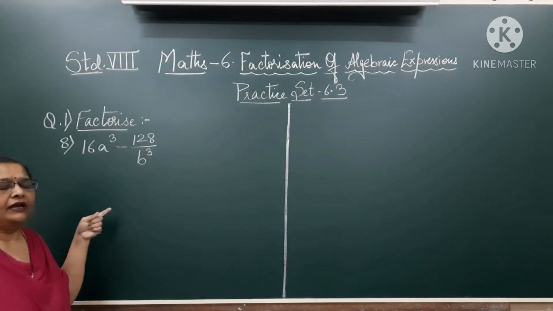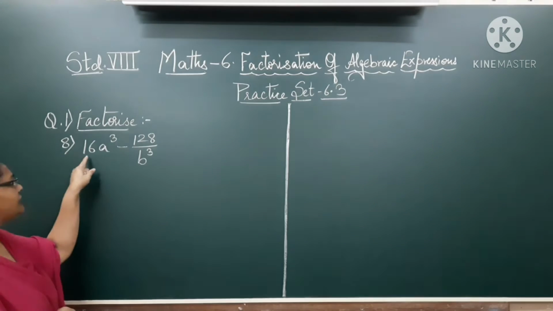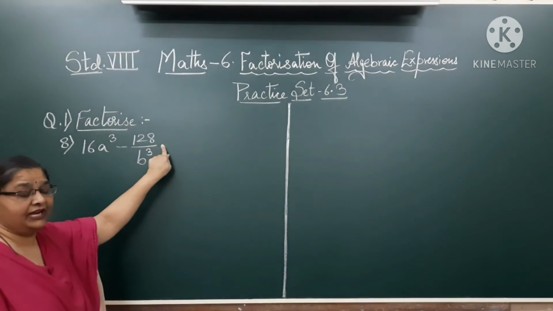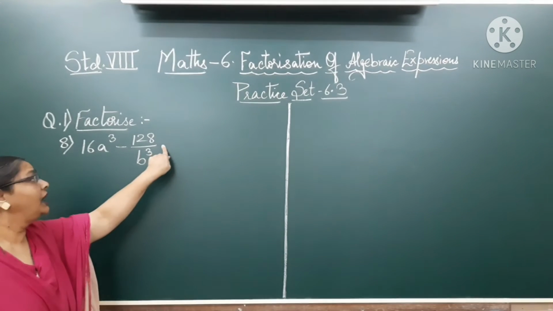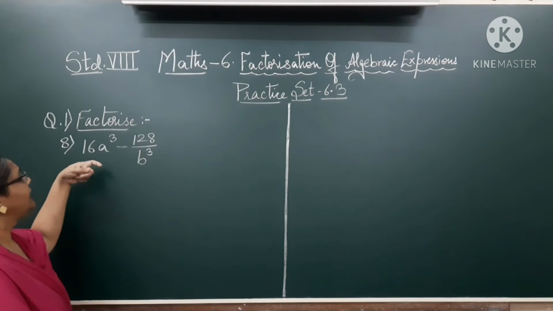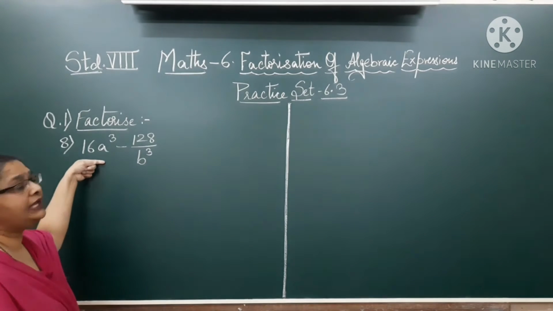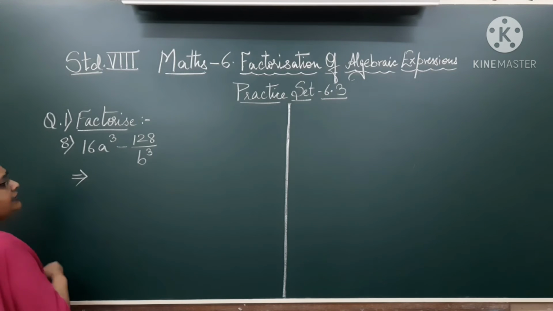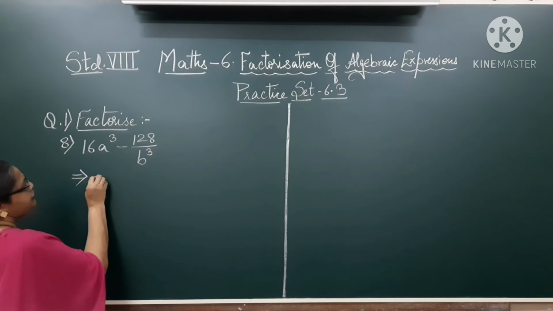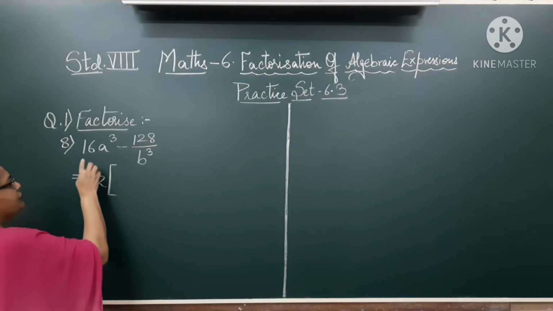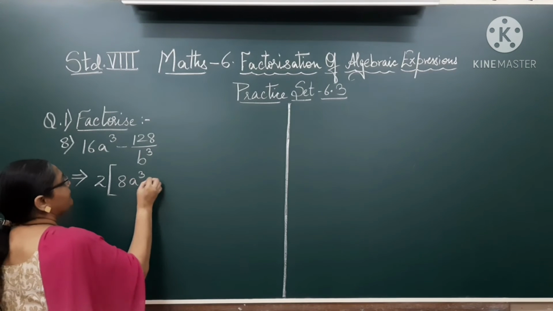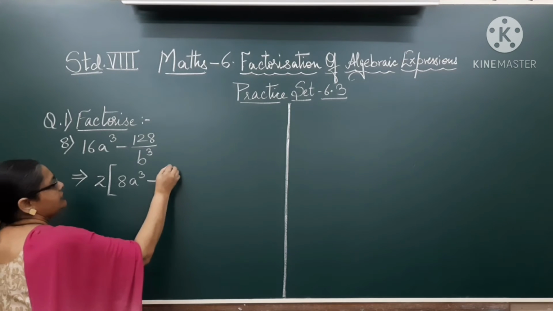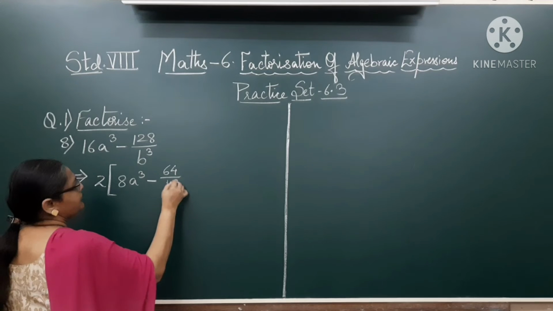Here, we will have to convert this into the common term because 16 is not a cube of any number, 128 is also not a cube of any number. If at all it is, it might be a decimal form. So, let us see to it that we convert this into a more simple form. So this can be written as, let me take 2 as common term, 2 8s are 16, so 2 into 8a cube, minus sign as it is, 128 is 2 into 64 upon b cube. Right?